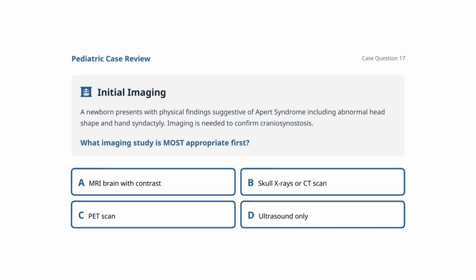A newborn presents with physical findings suggestive of Apert syndrome, including abnormal head shape and hand syndactyly. Imaging is needed to confirm craniosynostosis. What imaging study is most appropriate as the initial diagnostic test?